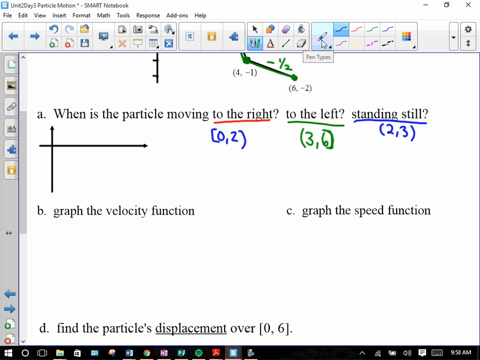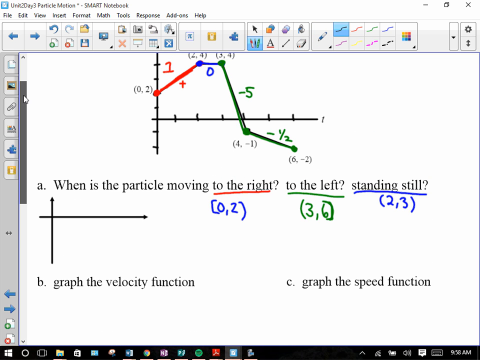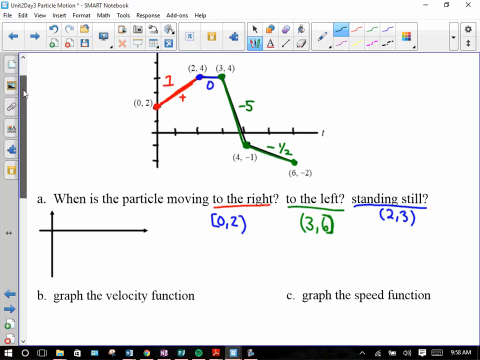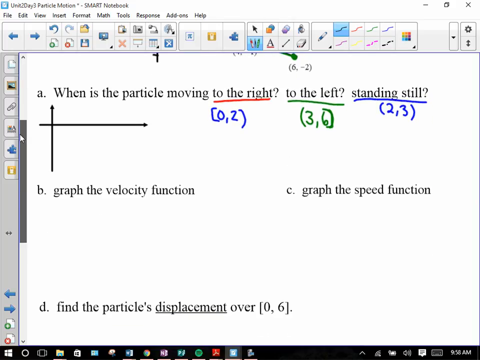So let's look at this. We know the highest slope I have is 1, the lowest slope I have is negative 5, and we go from t equals 0 to t equals 6. First of all, let's put in our lines here: 0, 1, 2, 3, 4, 5, 6, and 1, negative 1, 2, 2, 3, 5.